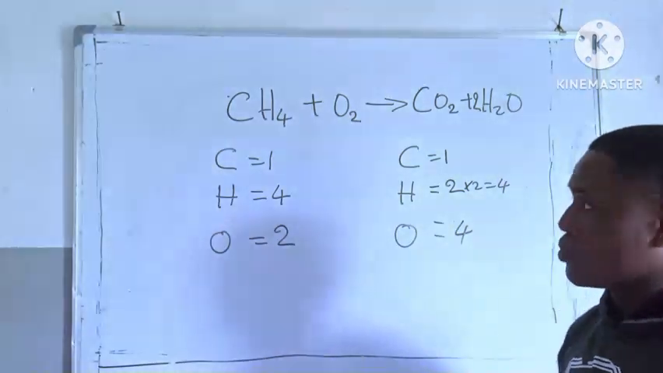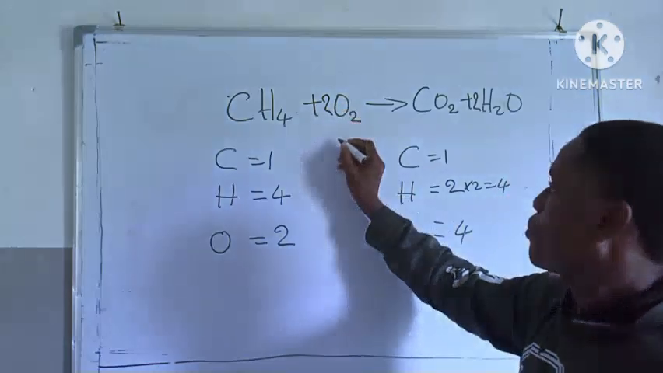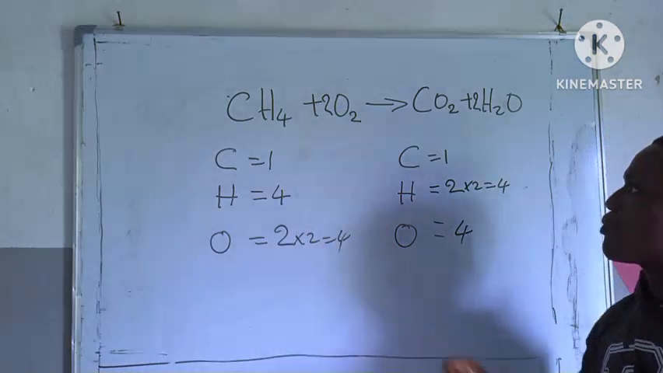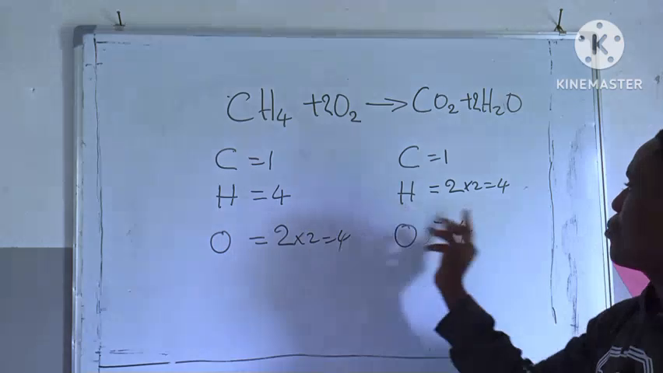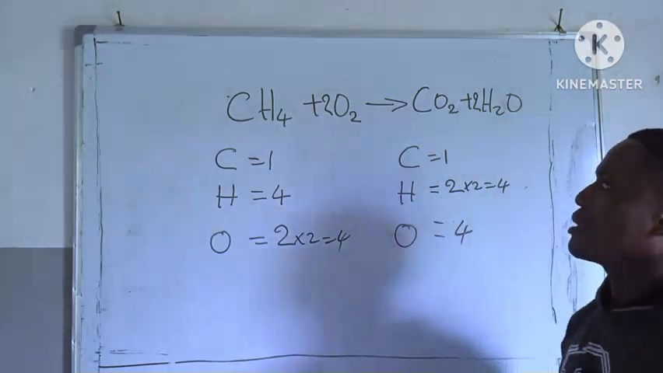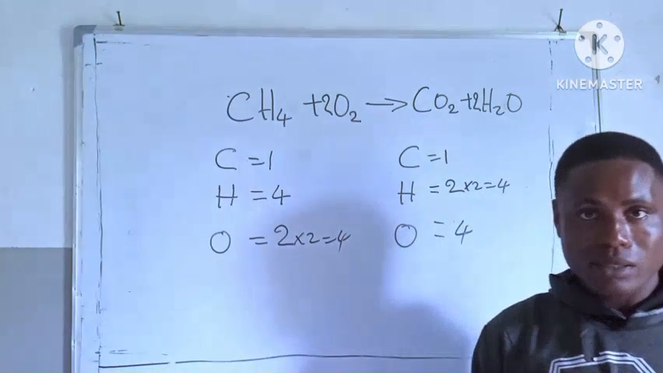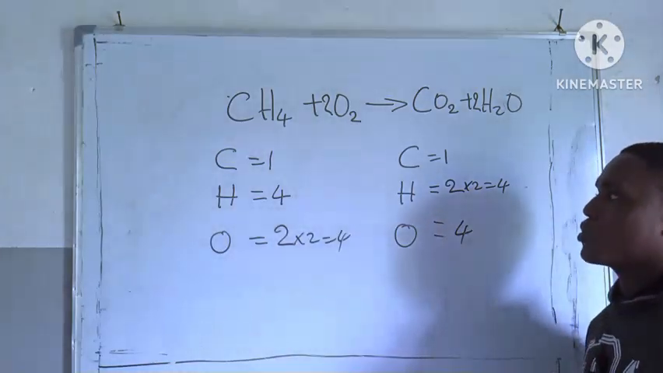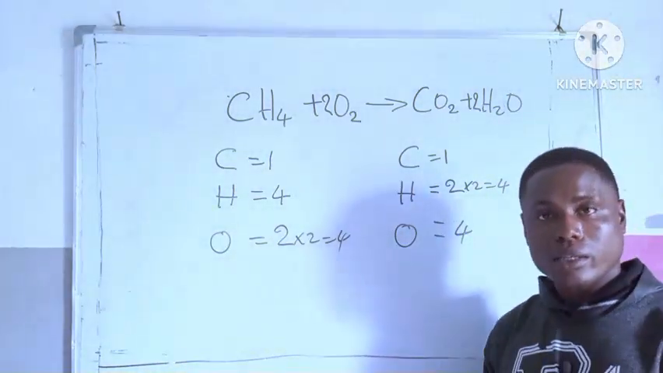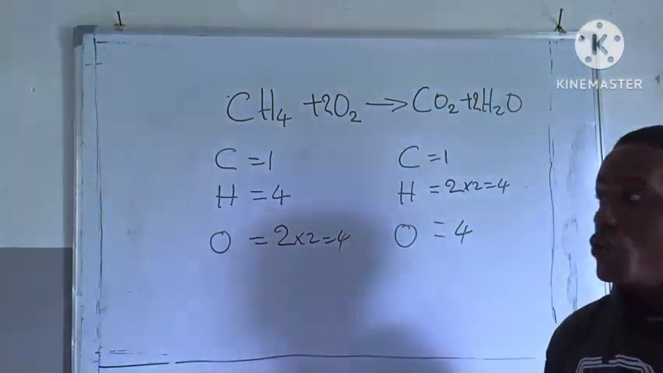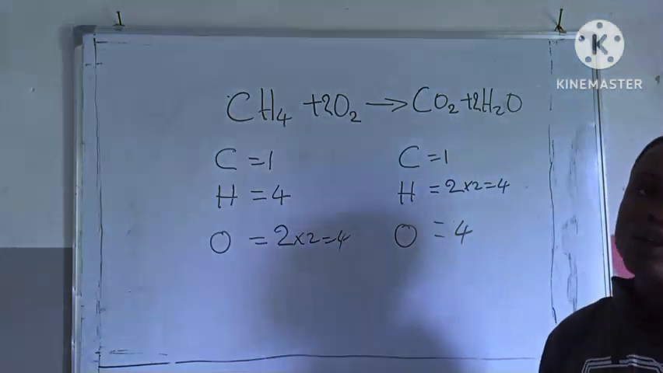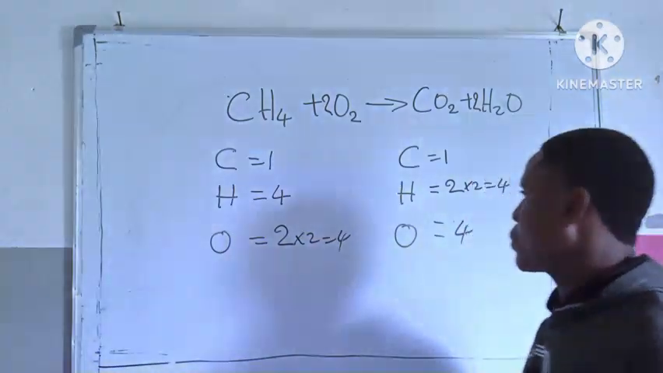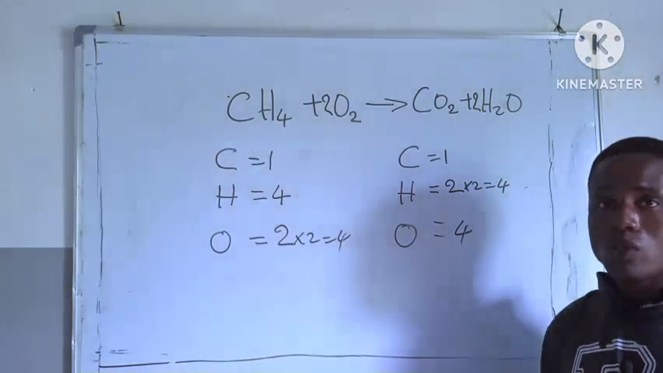So what are we going to do? We can introduce 2 here. So we need 2 times 2 will now give us what? 4. So you can see that 1, 1, 4, 4, 4, 4. So you can see that the chemical equation is now balanced. Are you getting it? So once you notice the atoms on the left and the right side are the same, you classify that chemical equation or that reaction as what? A balanced chemical equation. So take note. So this is how to balance any given chemical equation.